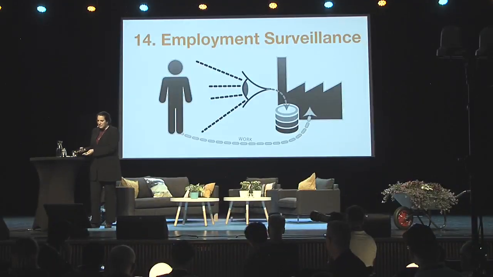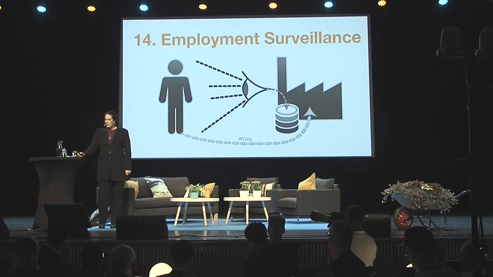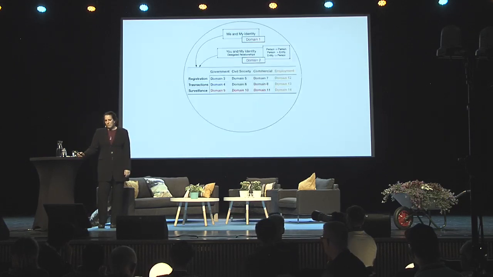Employment surveillance is one of the things in my research that I was surprised about. Taylorism isn't new. It's over 100 years old, and it just hadn't occurred to me that this was one of the places where all this data about us is collected when we're doing our work. So there you have it, the 12 domains.